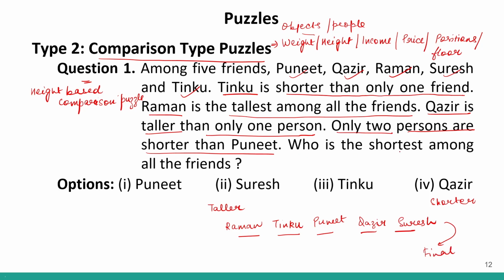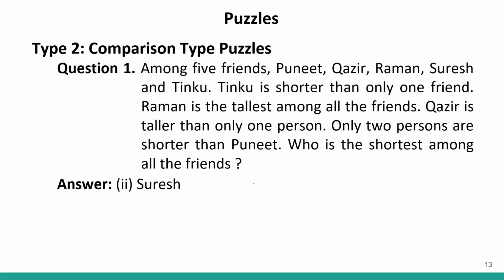The question asks who is the shortest among all the friends. So I know Raman is the tallest, so Suresh will be the shortest person. And my answer will be option number 2, Suresh. Clear?